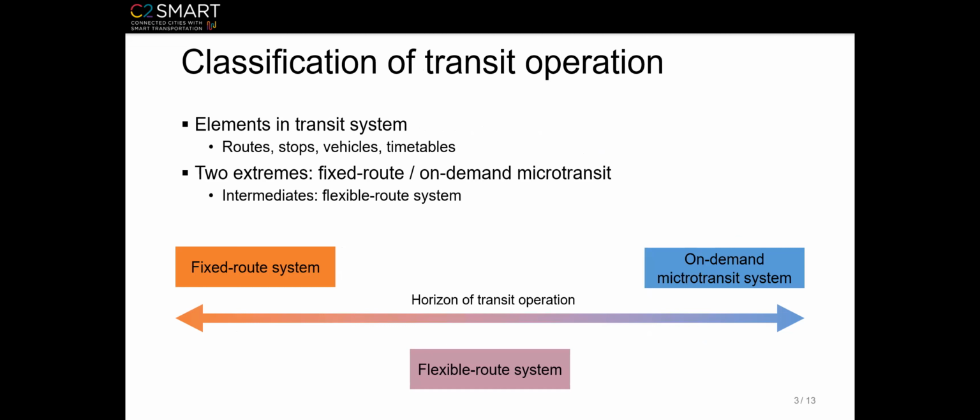Meanwhile, in the on-demand microtransit system, everything is flexible. Routes are generated dynamically, and there are no fixed stops. They generate stops if there's a demand, when a pickup or drop-off is requested, and vehicles can be various types, and also there's no fixed timetable in dynamic transit. Instead of these two extremes, there is also the intermediate version, which we can call the flexible route system.